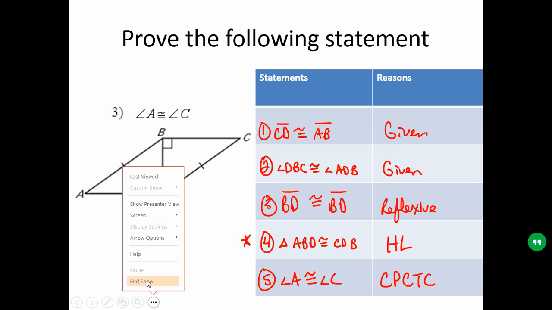All right, that completes the lecture on CPCTC. By the end of this, you should hopefully have a pretty decent understanding of when and why we use corresponding parts of congruent triangles are congruent. So we can now use that to prove other pieces of triangles are congruent to each other.